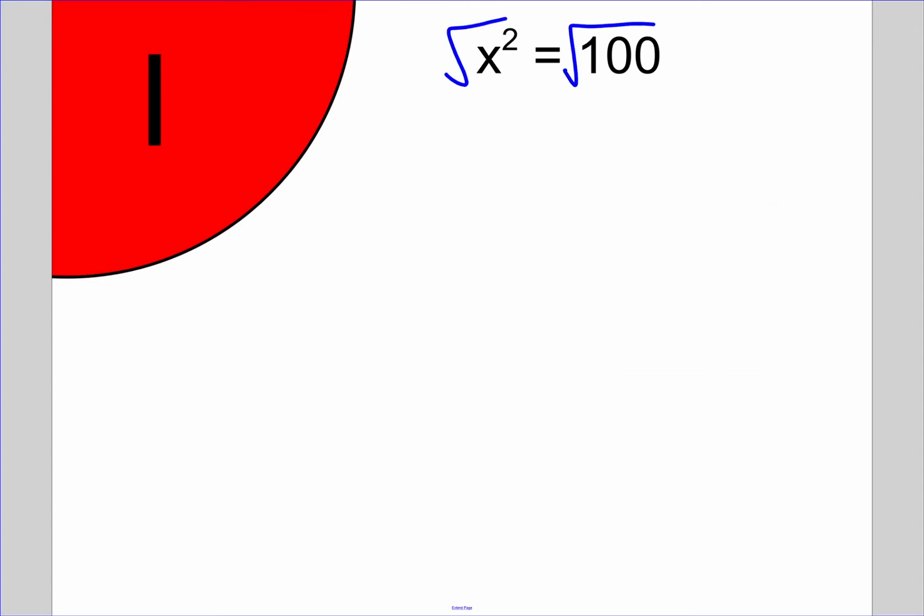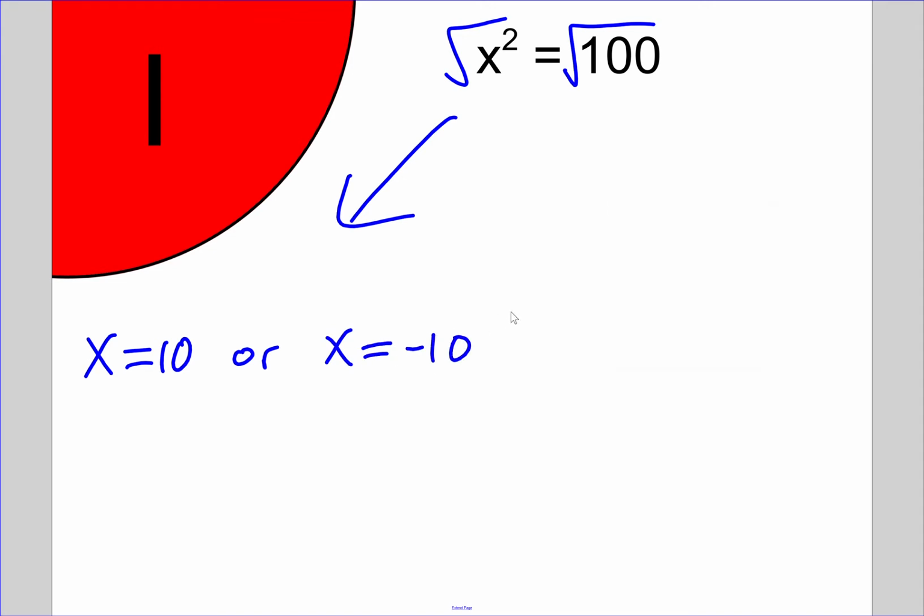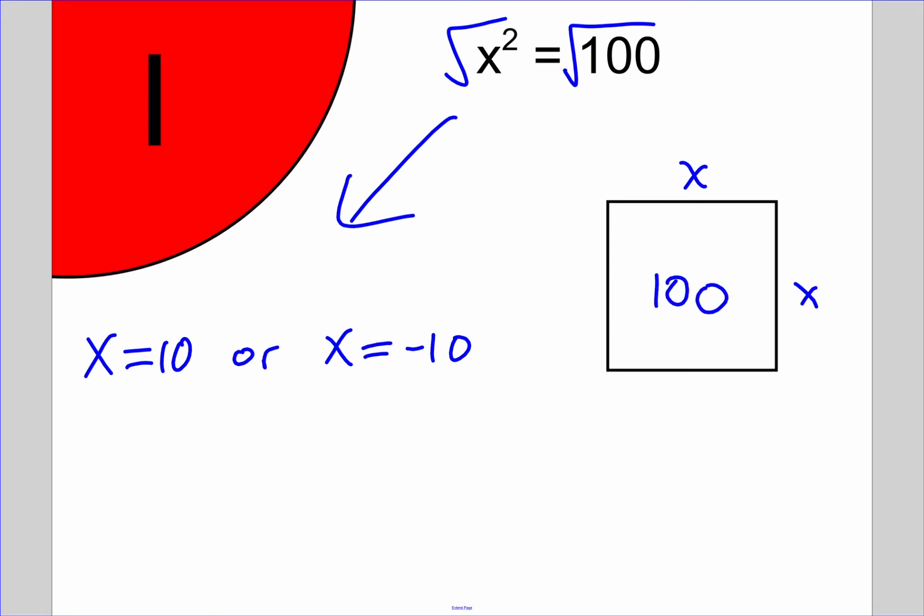and be done, right? That gives us our two solutions right away, x equals 10 or x equals negative 10, right? If we think about that from a geometric perspective, we've got a square of side length x, and we know a square with an area of 100 square units is going to be a 10 by 10, right? That's the only possibility, right?